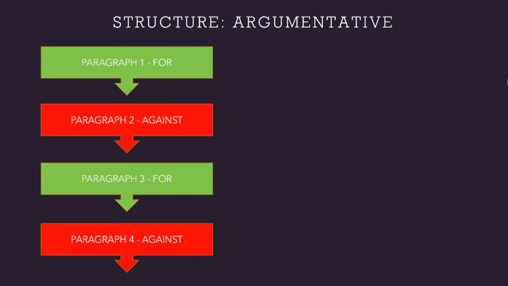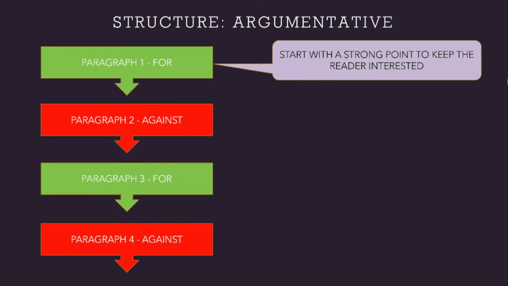I think it flows better if you go between a for and against, a for and against. Now, there's 4 paragraphs here, but you might have 6. You might have 7 or 8. It's totally going to depend on your essay, so don't worry about there only being 4 on this screen.